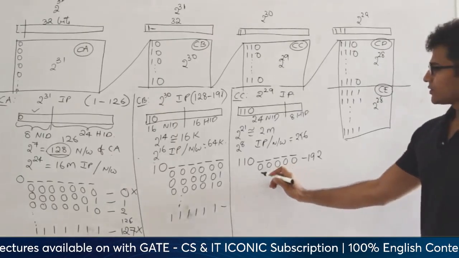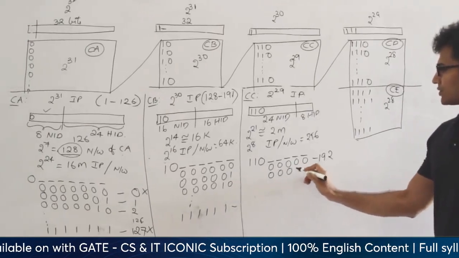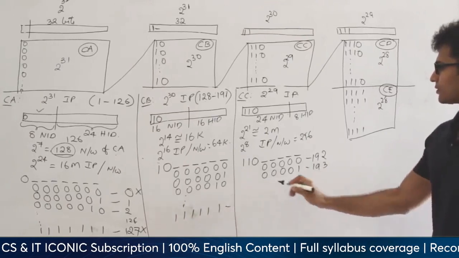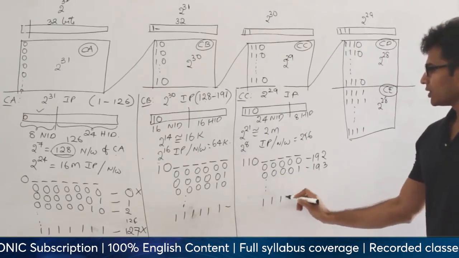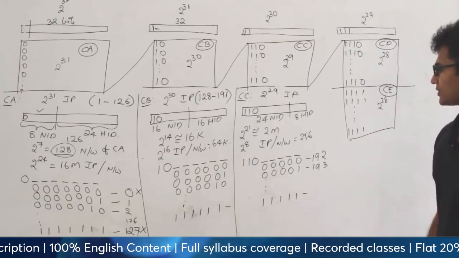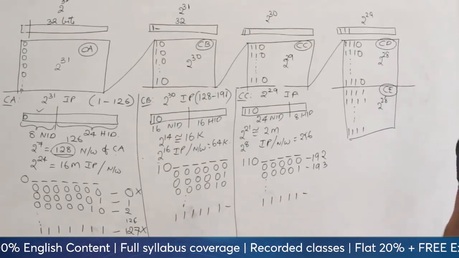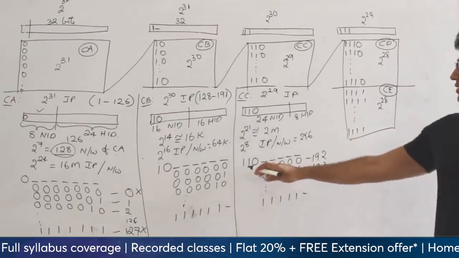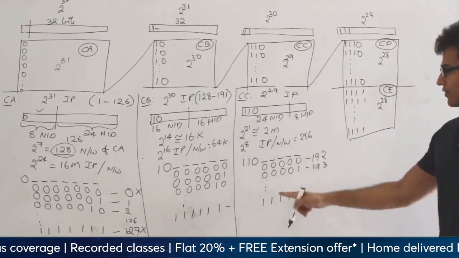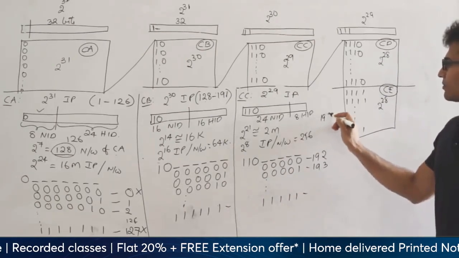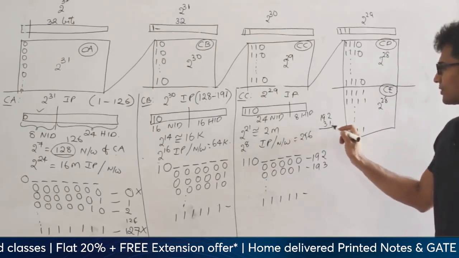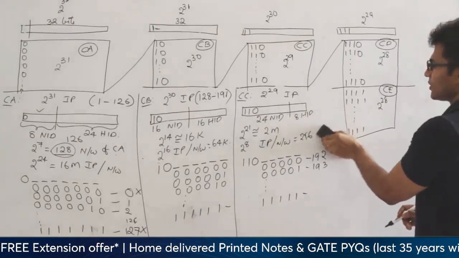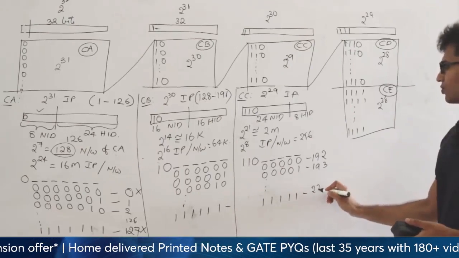And the next one is 0, 0, 0, 0, 1, so it is going to be 193. So on, 1, 2, 3, 4, 5, so this is going to be 5 ones. What is 5 ones? 5 ones is 31. Already you have 192 as the first number, to which 5 ones are added. 5 ones means 31. Therefore the last number will be 192 plus 31, which is nothing but 223. Therefore the range is 192 to 223.